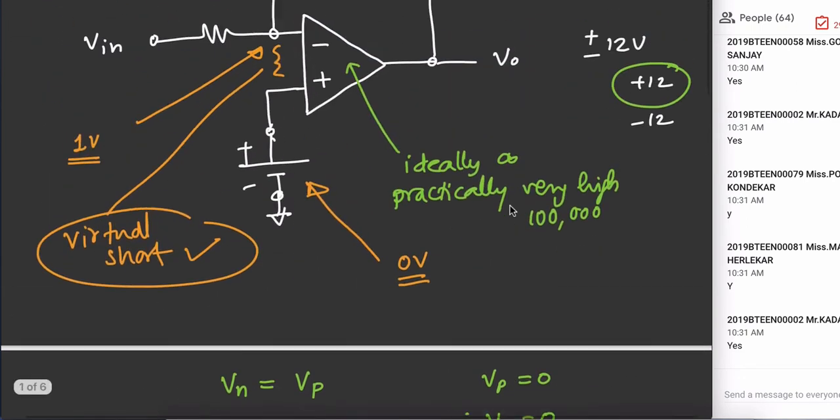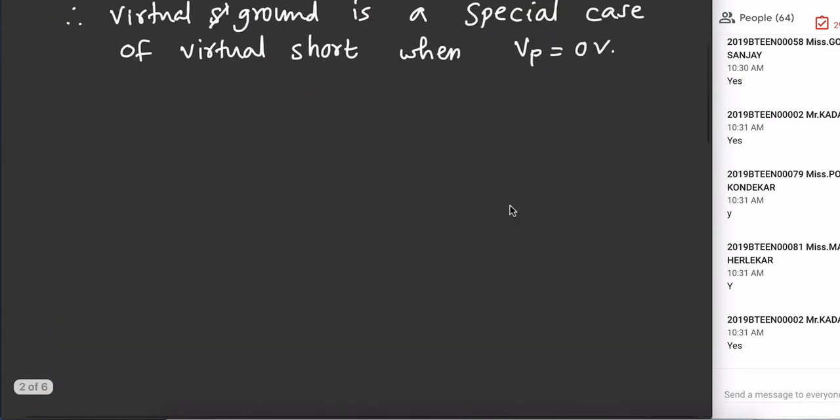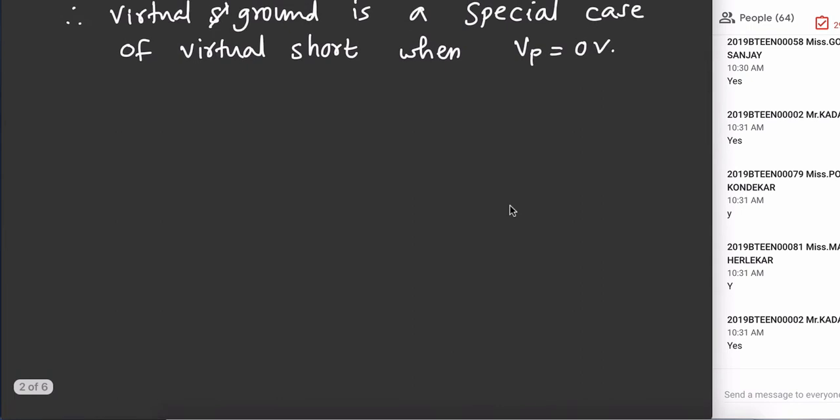So today we will understand input impedance of inverting amplifier. This is the first thing we will understand. The difference between virtual short and virtual ground we understood. Two more things we'll understand, or one more thing you can say. So I'll just change the points. Let me write it in a better way.